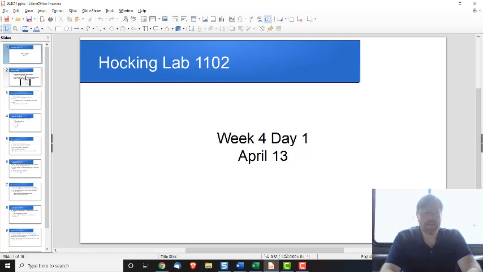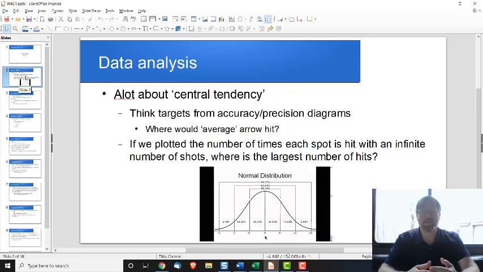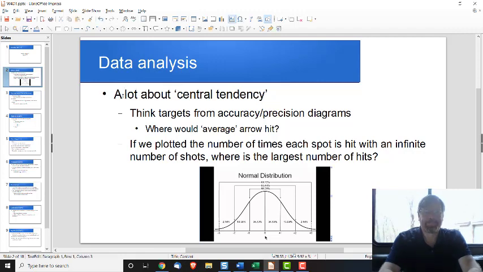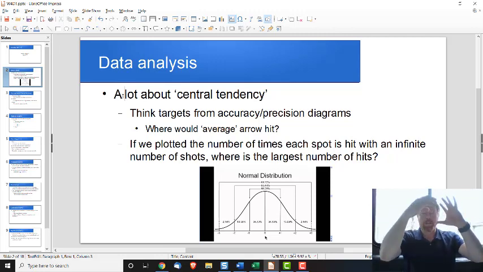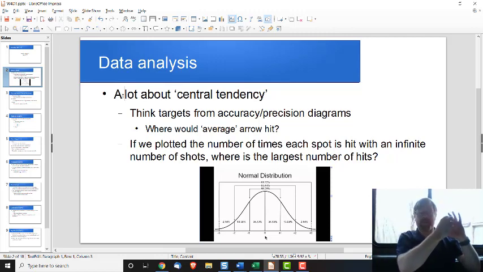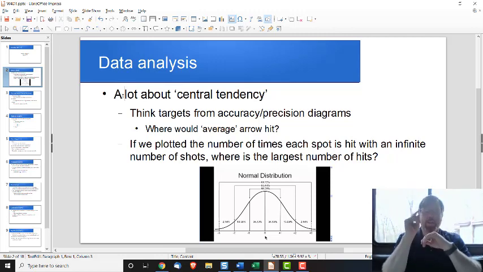So a big chunk of data analysis is talking about the central tendency. If you think about the targets from our accuracy precision diagrams, there's the target and there's a grouping of arrows. You're after kind of what the average of that grouping is. If you could come up with a single shot that would describe that grouping, that's the central tendency.